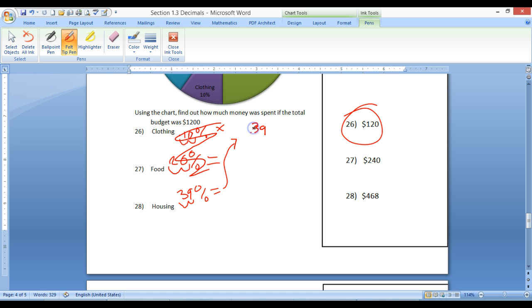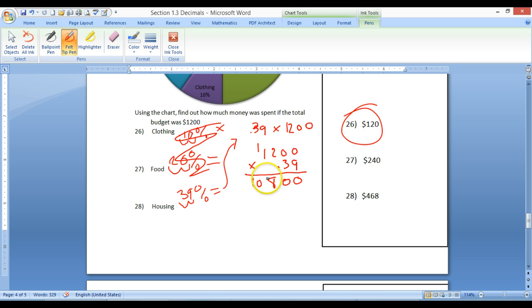0.39 times 1200. Okay, so I'm going to set that up: 1200 times 0.39. Remember, with multiplication, you don't have to line them up. With addition, you do. Okay, 9 times 0 is 0. 9 times 0 again is 0. 9 times 2 is 18, so I need the 8 here. Carry the 1 here. Okay, and then 9 times 1 is 9, plus 1 is 10.